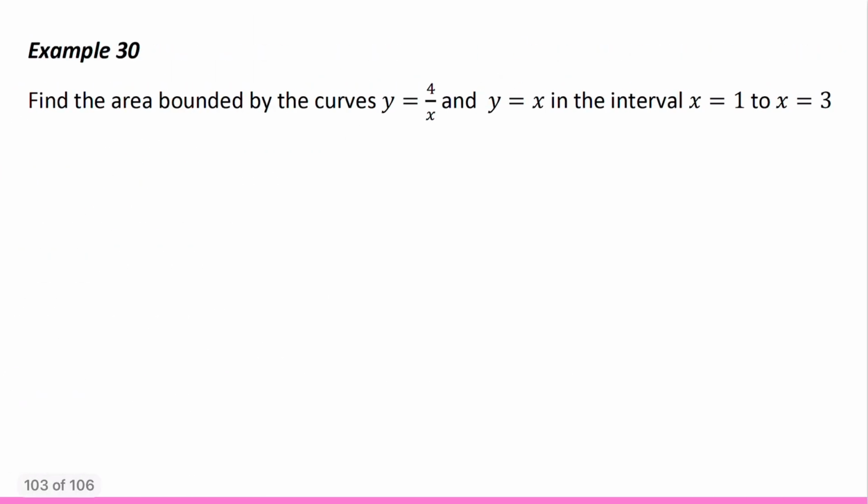All right, next question. So similar idea, find the area bounded between these two curves between x equals 1 and 3. So this time they've given us specific boundaries. It's not about intersection points. They've actually told us where to draw our lines, and we need to find that area.